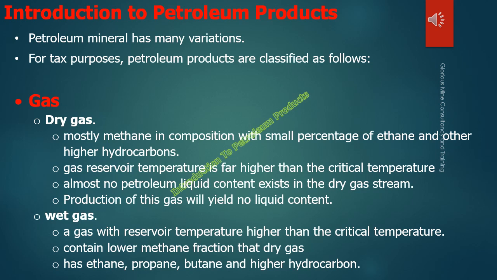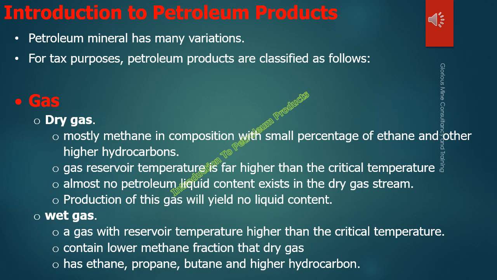Petroleum mineral has many variations. There is no single definite composition for petroleum crude, as it varies from reservoir to reservoir. This introductory part is short and necessary for those people taking this course who have no petroleum engineering background. For petroleum tax purposes, petroleum products are classified as gas, liquid hydrocarbon, and solid hydrocarbon.